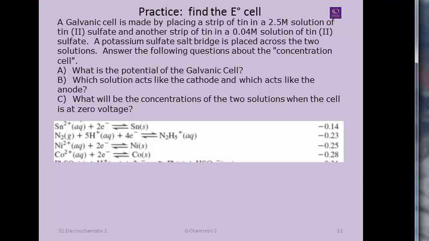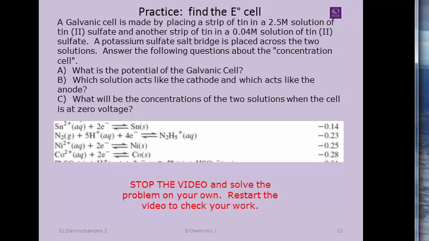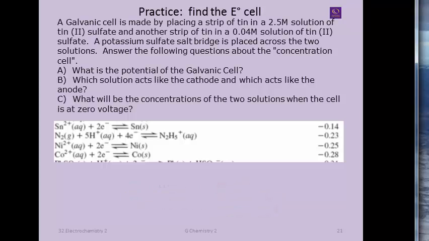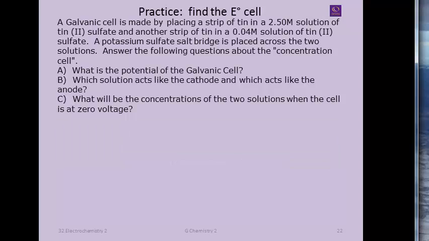Answer the following questions. What is the potential of the galvanic cell? Which solution acts like the cathode and which acts like the anode? We just talked about that in terms of concentration. And what will be the concentration of the two solutions when the cell is at 0 voltage? So stop your video, look this over, and see if you can solve the problem. So let's see how you did.